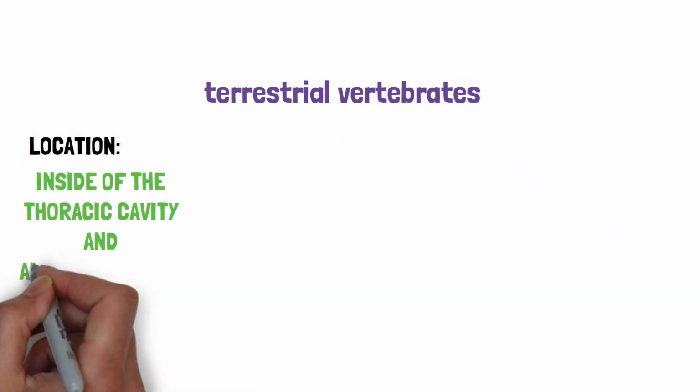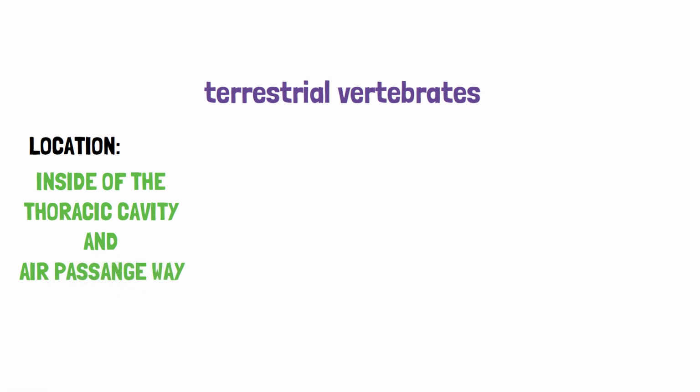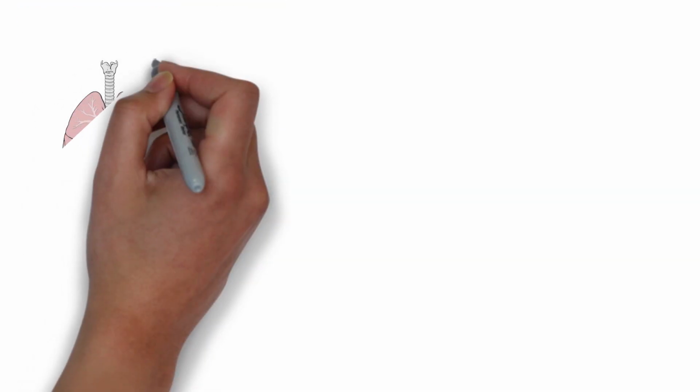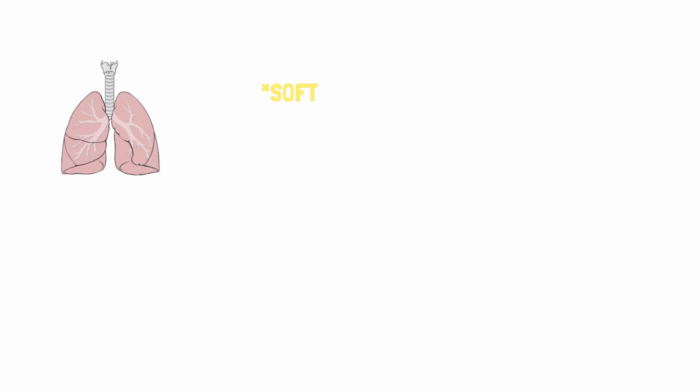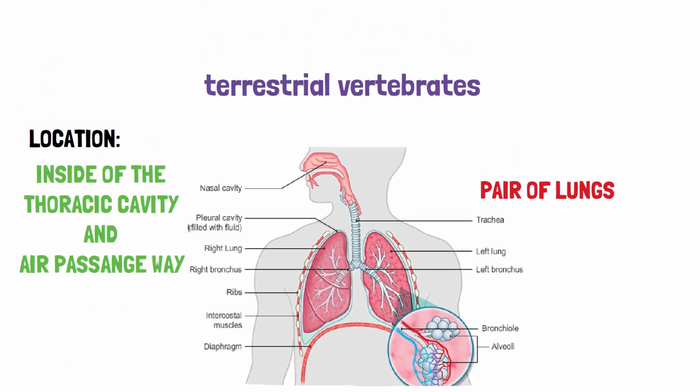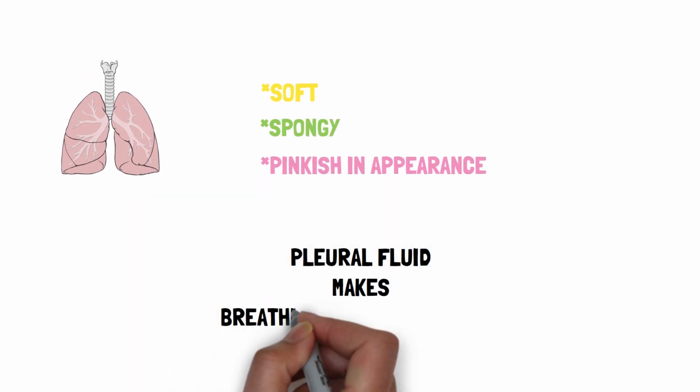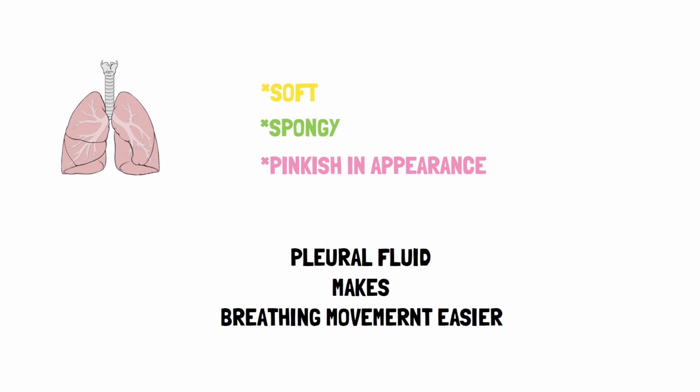Because we are terrestrial vertebrates, our respiratory surface is located inside the body, inside the thoracic cavity and air passageway, in the form of alveoli, contained in the paired organs, the lungs. Now what are lungs? Each lung is soft, spongy and pinkish in appearance. It is wrapped in two pleural membranes. The space between the pleural membranes is filled with a fluid called pleural fluid that acts like a lubricant. This makes breathing movement easier.